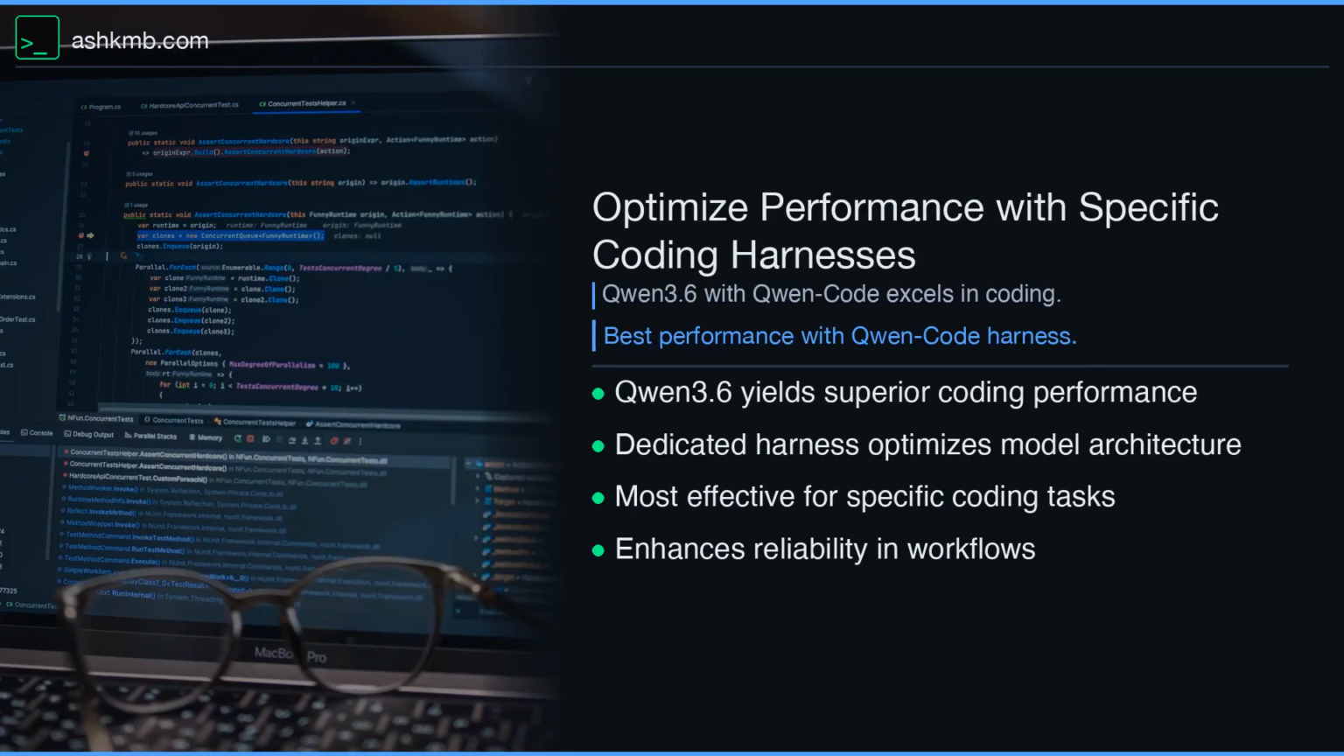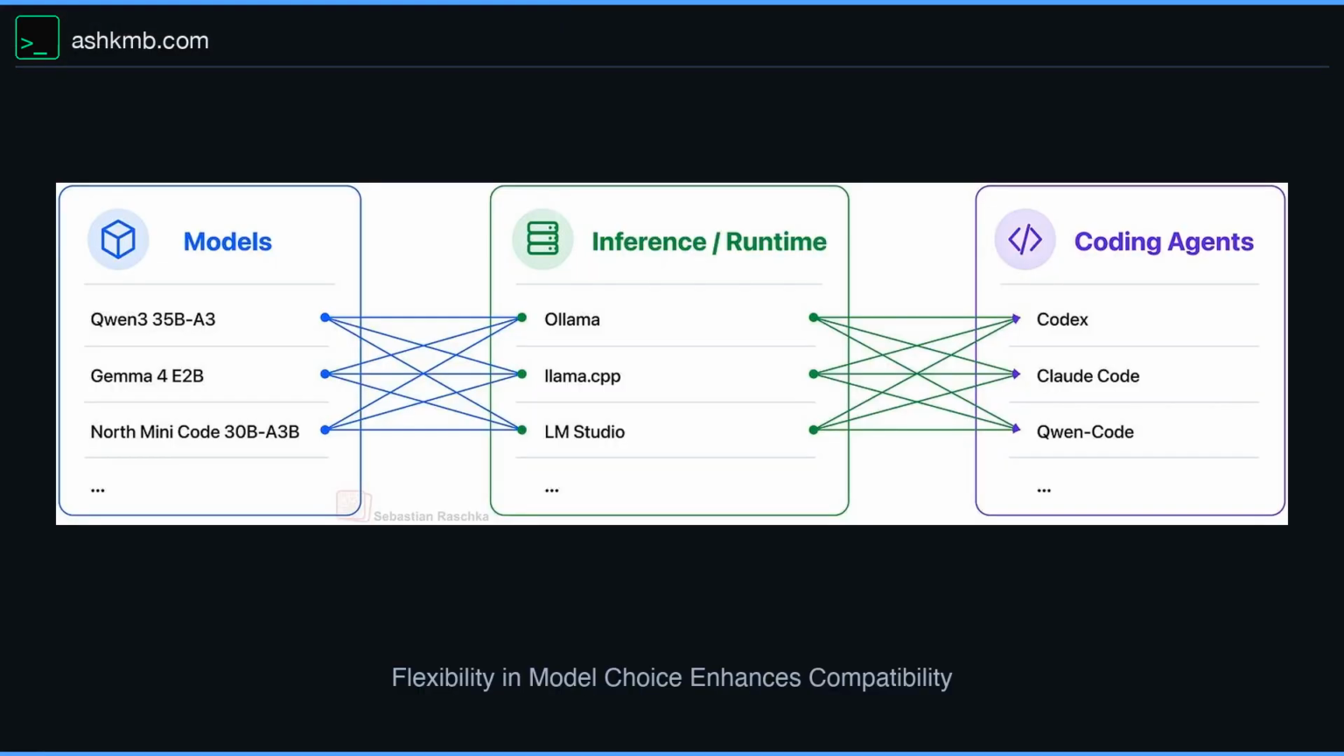Using Qwen 3.6 with its dedicated harness, Qwen Code yields the best coding performance due to optimization for its architecture. Qwen can run both Codex and Qwen models, accommodating different coding preferences without manual switching.